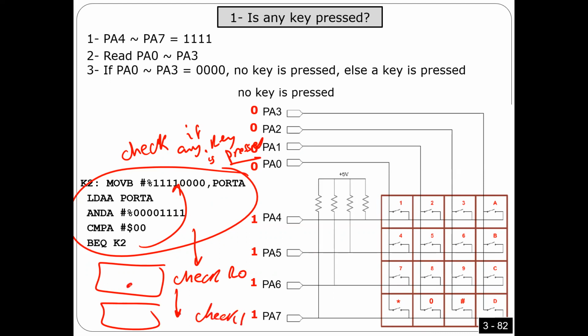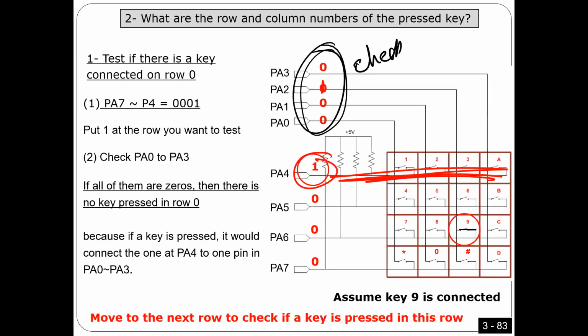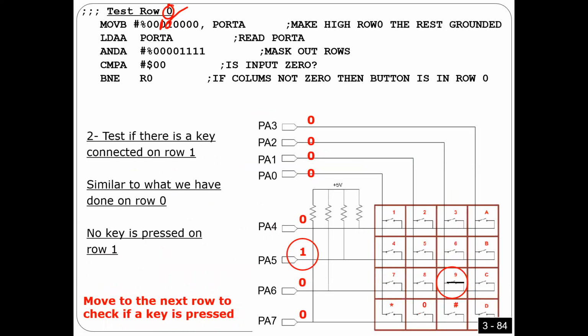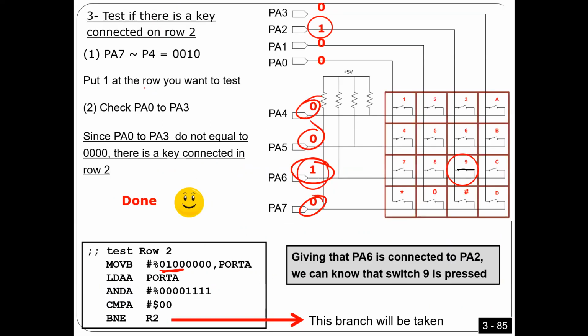If it is found here, I'm gonna move to a location called R0. I'm gonna tell you what we are gonna do there. So I'm gonna check one by one. As you see here, if I find it in row 0, I'm gonna go to the location called row 0. If I find it in row 2, I'm gonna go to the location called row 2. Is that okay, guys? So now only one thing is missing.